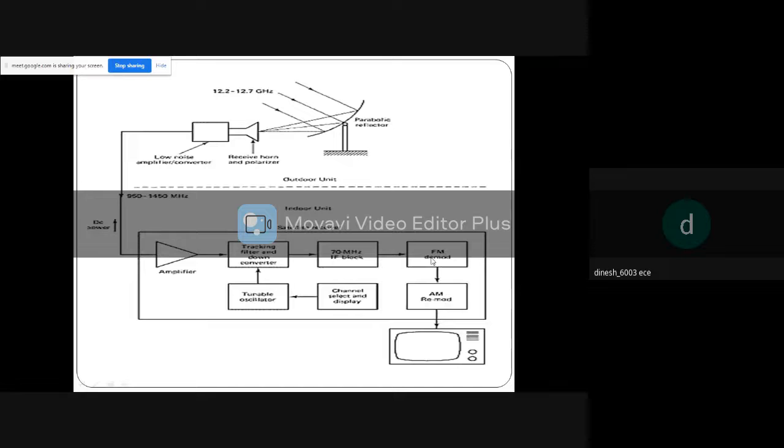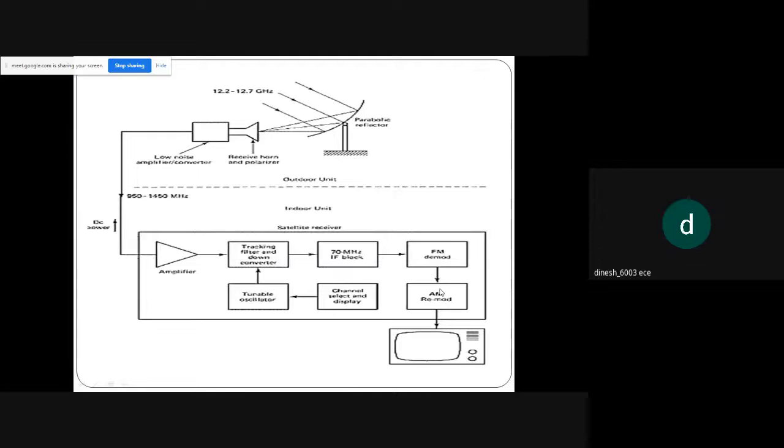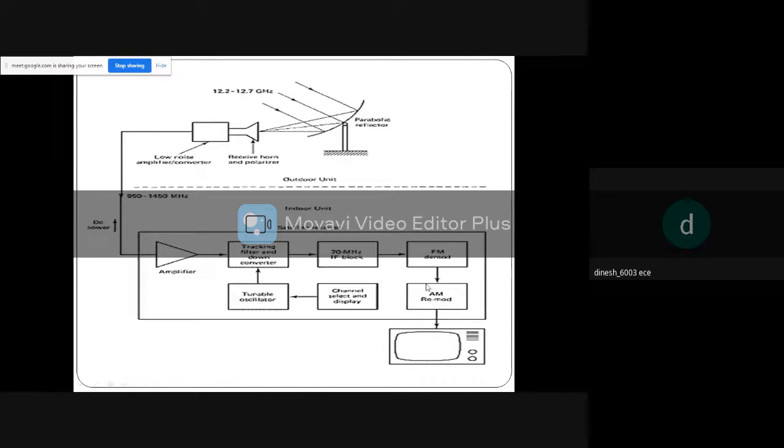Then we give it to FM demodulation and AM demodulation, where the modulated signals from your transmitter are received. Then it is visualized on the television set.